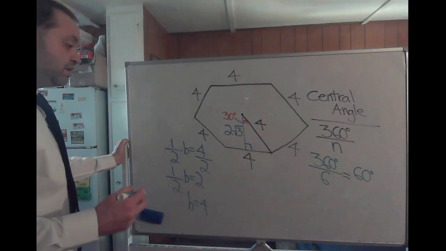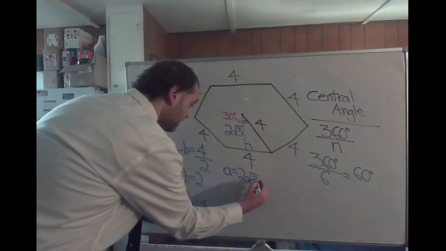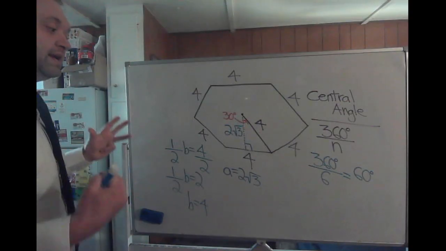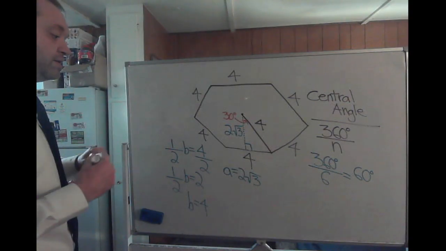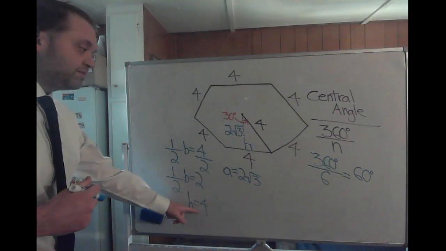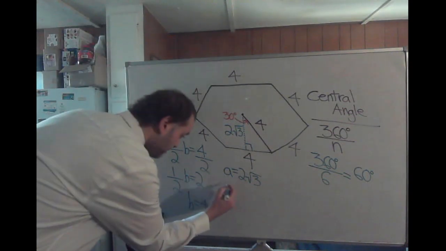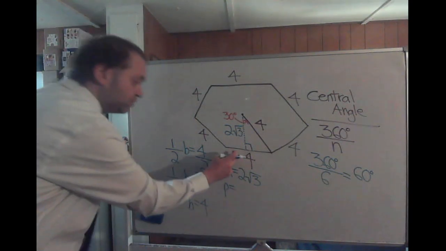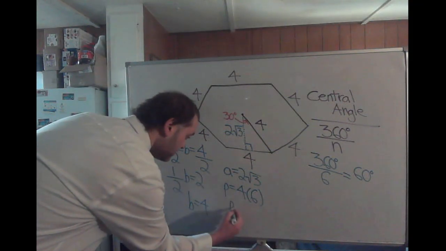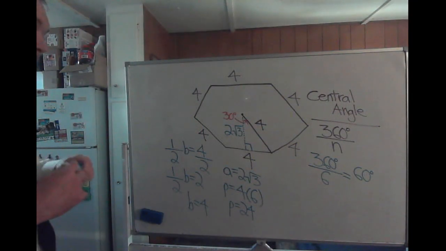Alright, so now we found the apothem to be 2 times the square root of 3. We've got all the critical information now that we need to go ahead and solve for the area. So the apothem is 2 times the square root of 3. A length of a side of the hexagon here is 4. So let's find the perimeter. The perimeter is 4 times 6 sides. The perimeter equals 24.